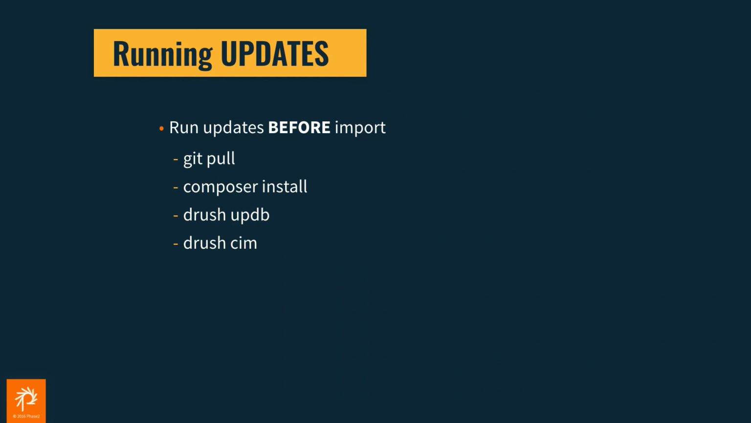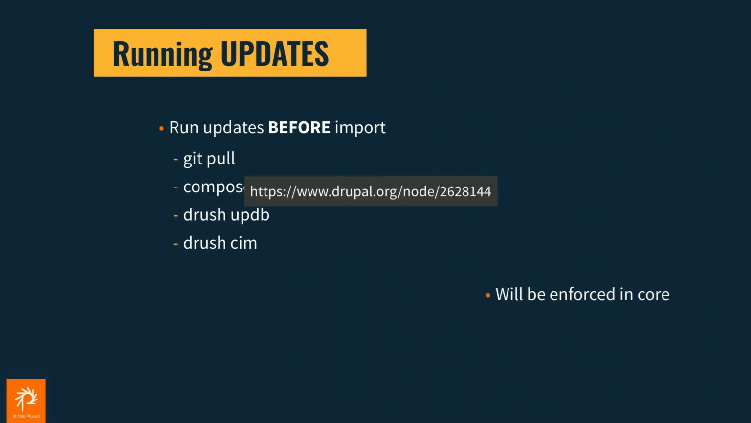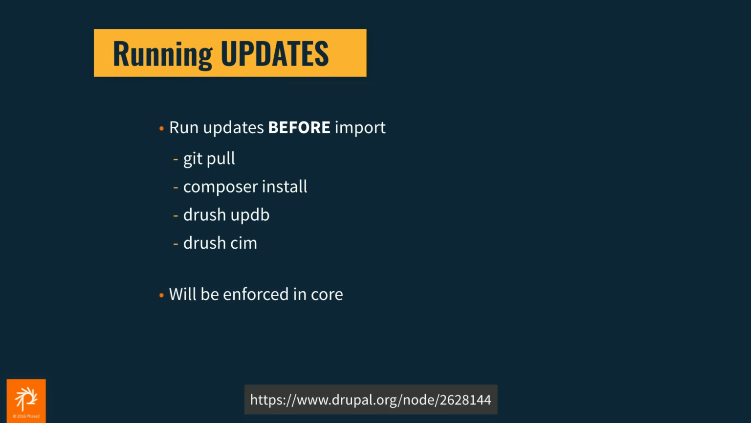Do not do an import before running update hooks. You'll run into problems. And in fact, this is about to be enforced in core. There's another core patch that probably is going to make it to 8.4. If you try to do a config import when there are pending updates, it will refuse to run. So it will force you to run update hooks first.